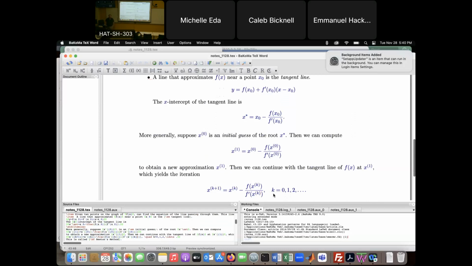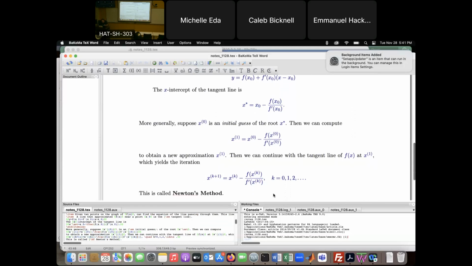Because remember, a tangent line is a pretty good approximation of f, at least locally, near a point of tangency. So if xk is already fairly close to a root, and then I take the tangent line, its x-intercept should be a better approximation to a root.